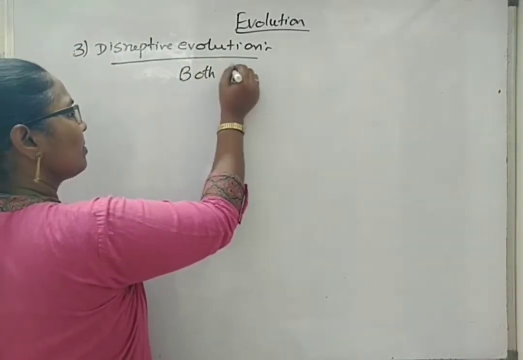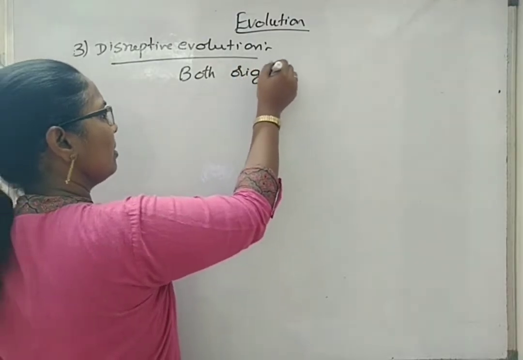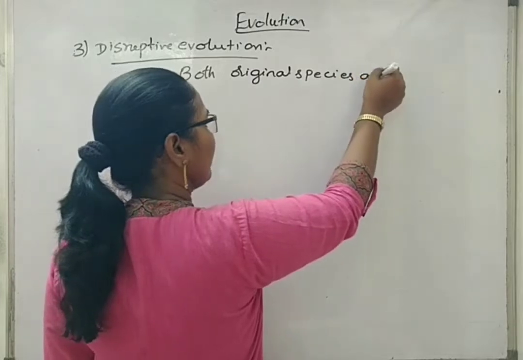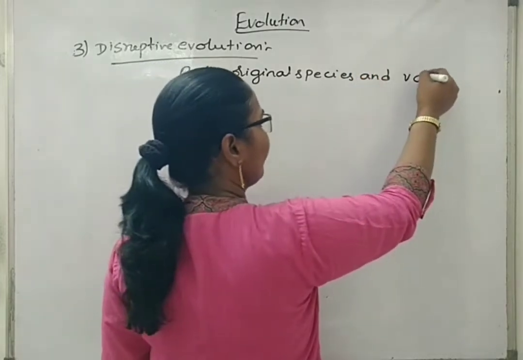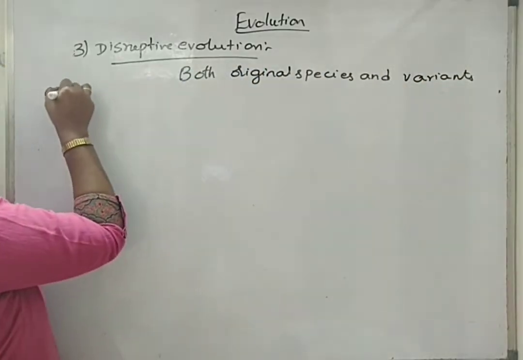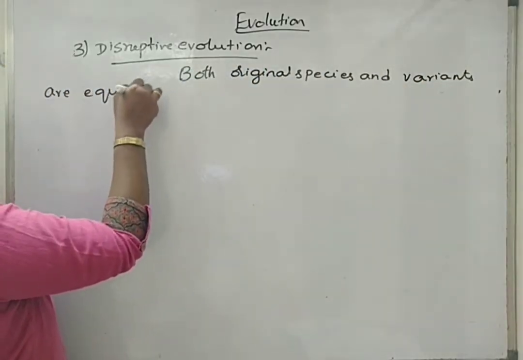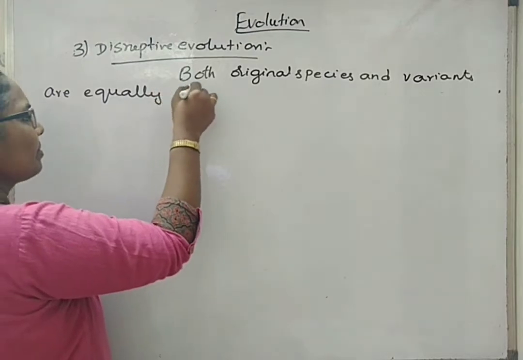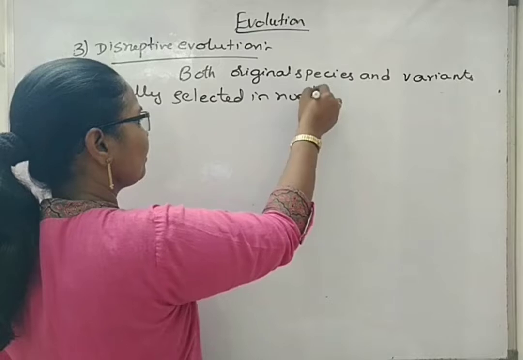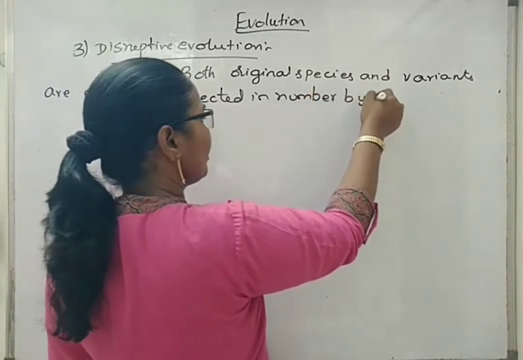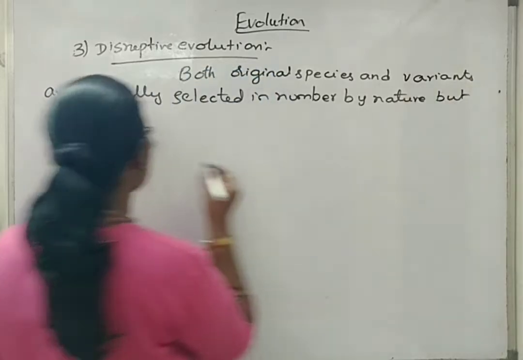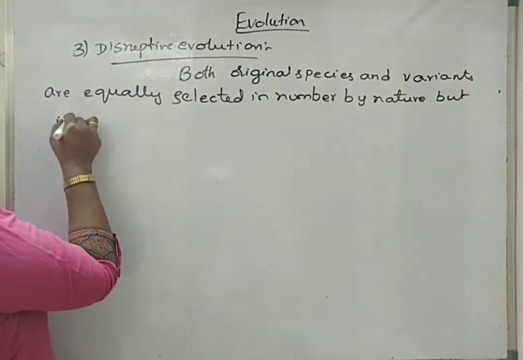Both original species and variants are equally selected in number by nature, but intermediate forms are not selected.